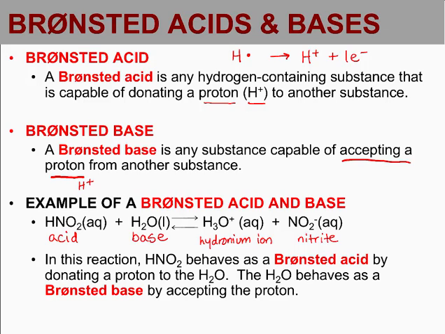So in this reaction, HNO2 behaves as a Bronsted acid by donating a proton or hydrogen ion to the water molecule. The water molecule behaves as a Bronsted base by accepting the proton. And then we end up with our two products, H3O+ and NO2-.